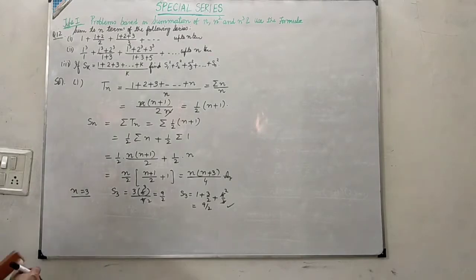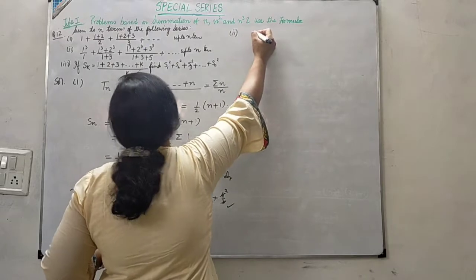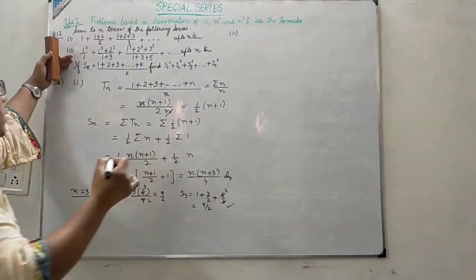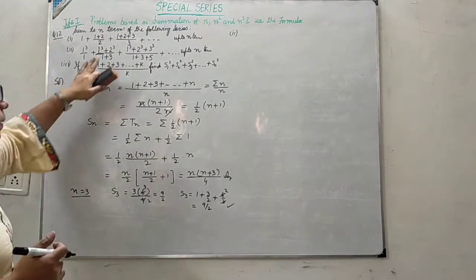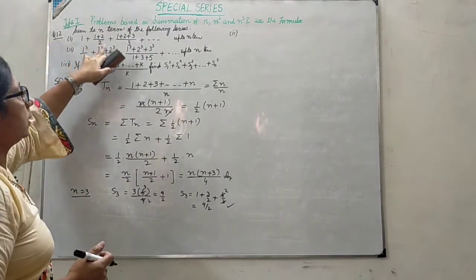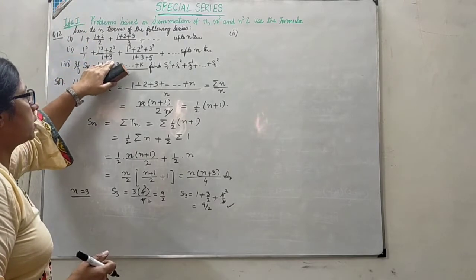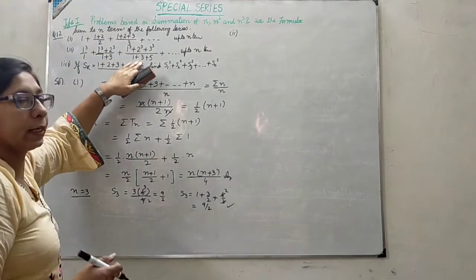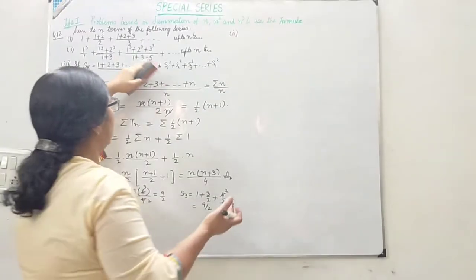Now let me take the second part. We have here 1 cube upon 1, plus 1 cube plus 2 cube upon 1 plus 3. There was a single term, now the denominator is, in the second term we have 1 plus 3, in the third term we have in the denominator 1 plus 3 plus 5, which is natural and AP, you all know.